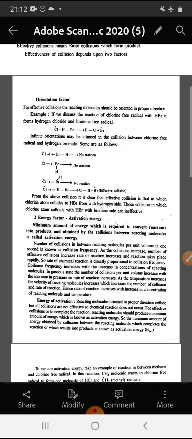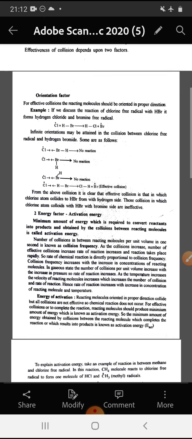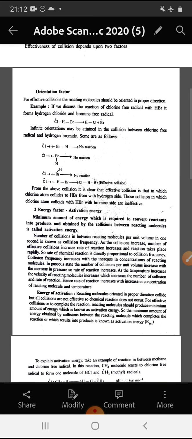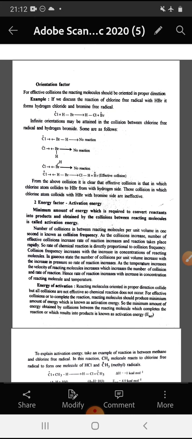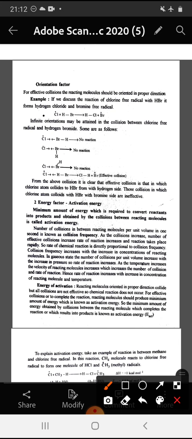For effective collisions, the reacting molecules should be oriented in proper direction. For example, if we discuss the reaction of chlorine free radical with hydrogen bromide, it forms hydrogen chloride and bromine free radical. Infinite orientations may be attained in the collision between chlorine free radical and hydrogen bromide.